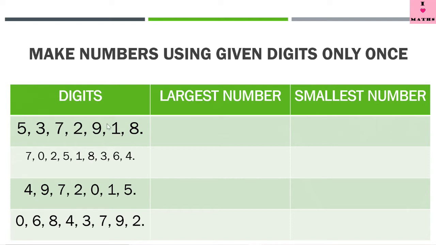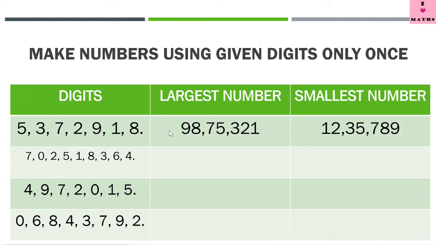But before that, we have to form the smallest number also. Obviously, for the smallest number, we have to arrange all these digits in ascending order. And ascending order, you remember, starts from the smallest digit, and you have to go till the largest digit. So we will write 1 first: 1, 2, 3, 5, 7, 8, 9.